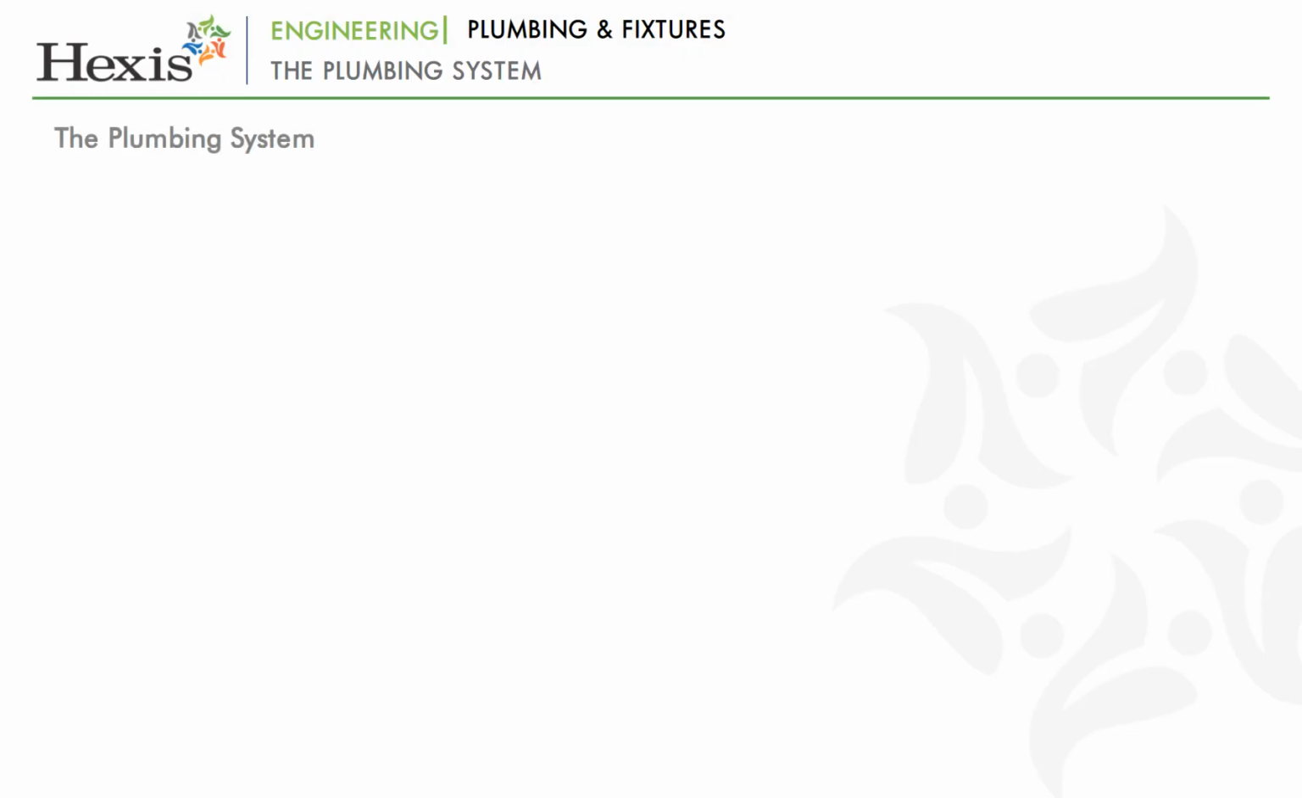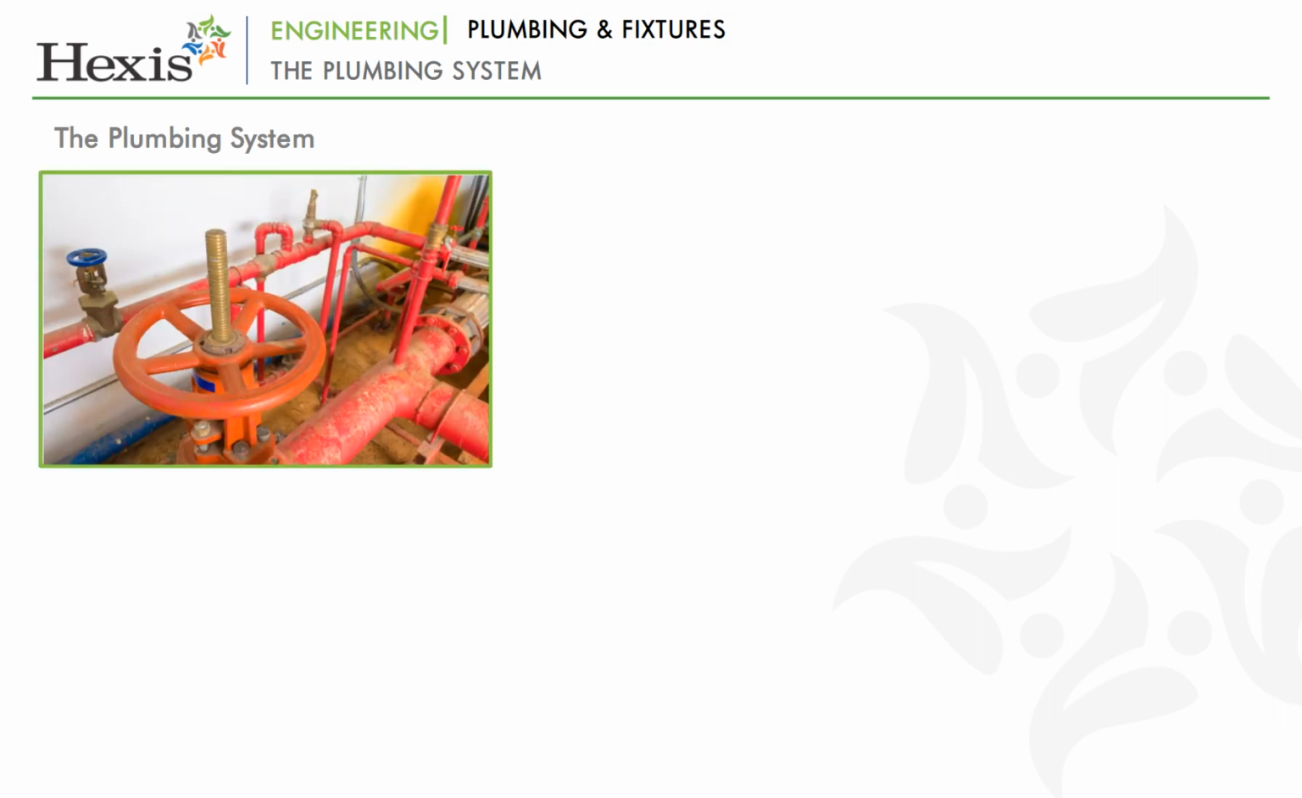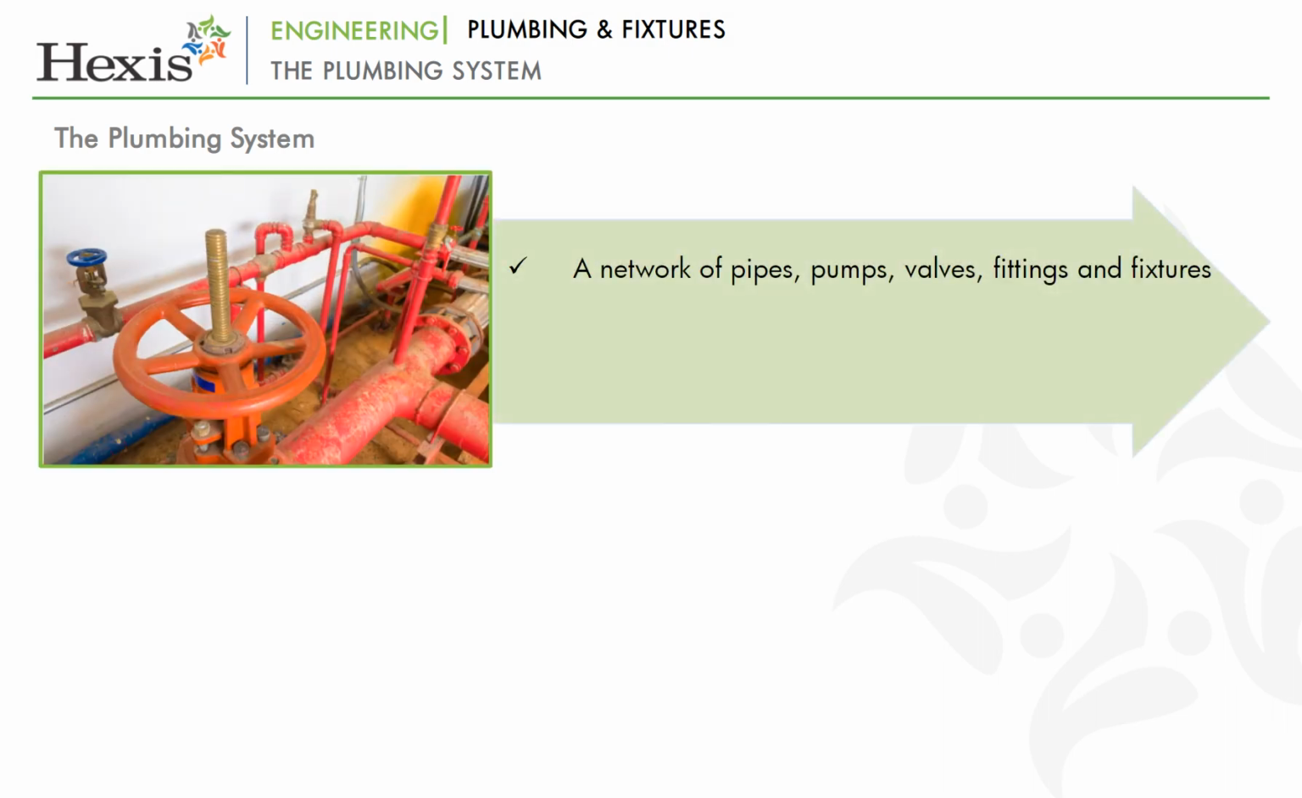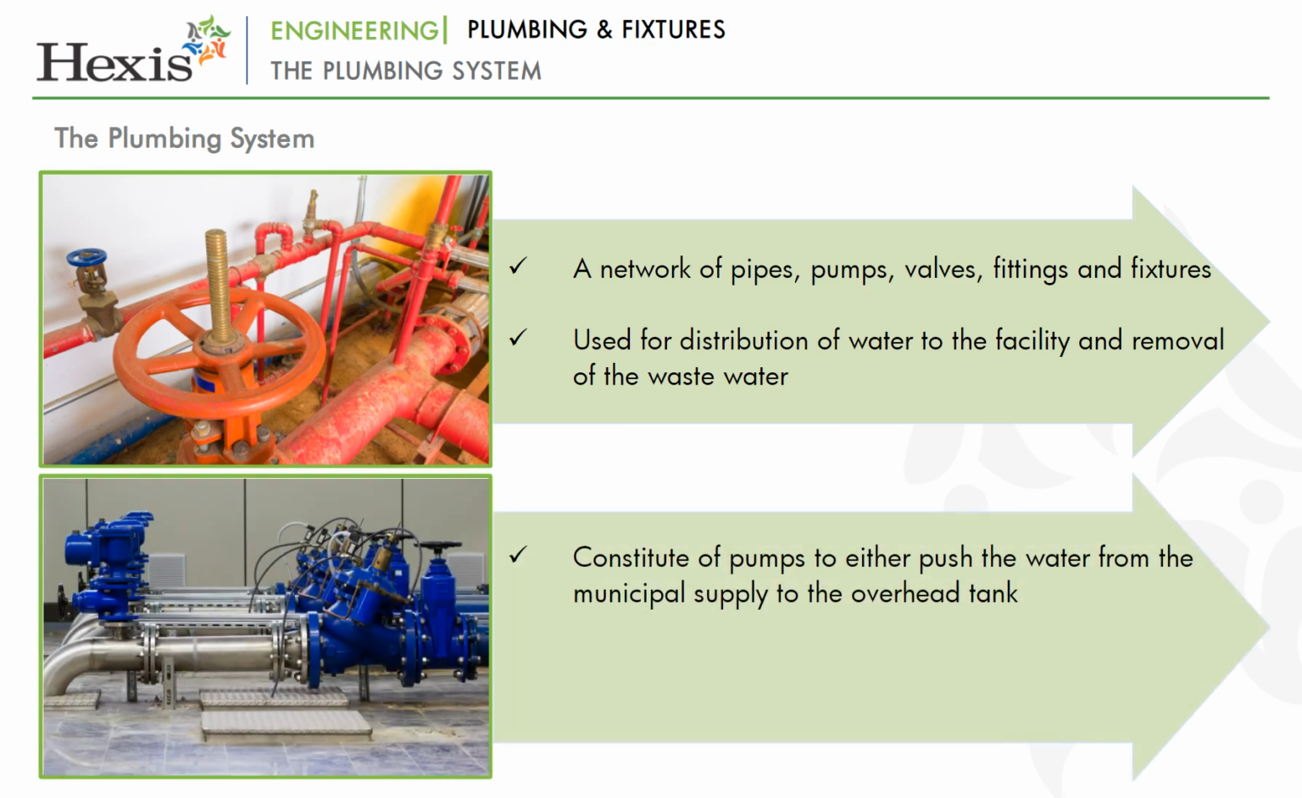Let us now look at the plumbing system in more detail. A plumbing system is a network of pipes, pumps, valves, fittings and fixtures used for distribution of water to the facility and removal of the waste used water from the facility. Water is an important element in running the facility, essential for the occupants and some systems. A plumbing system will also include pumps to either push the water from the municipal supply to the overhead tank or directly to the floors through a hydro-pneumatic system.